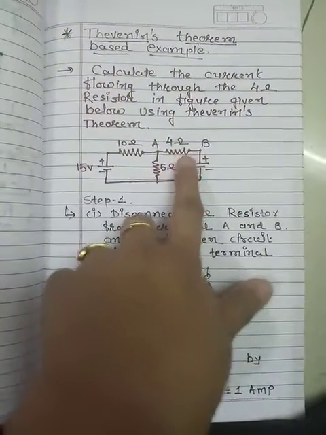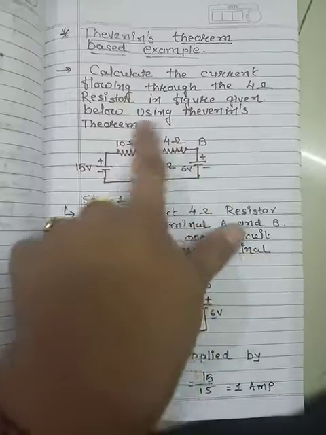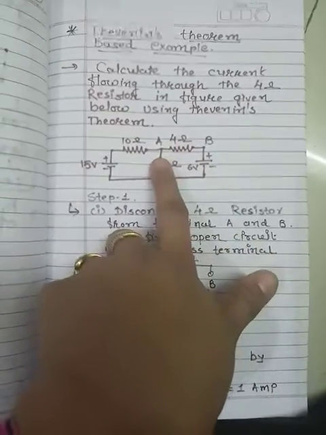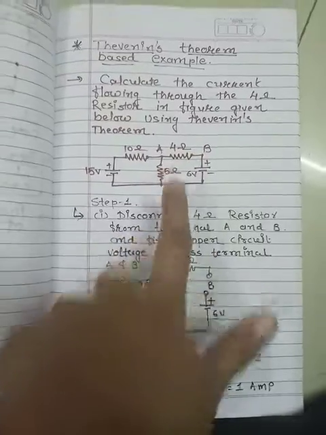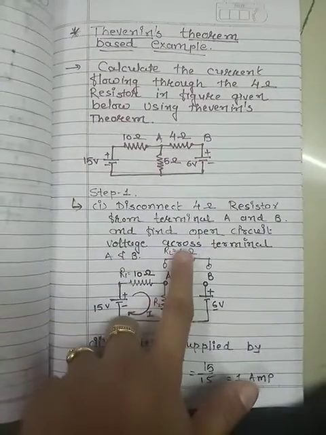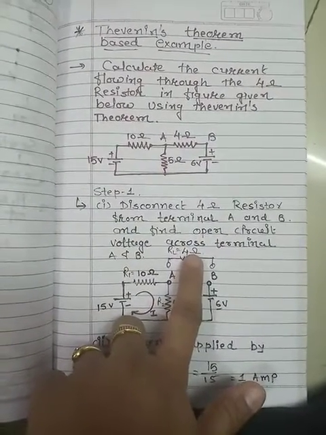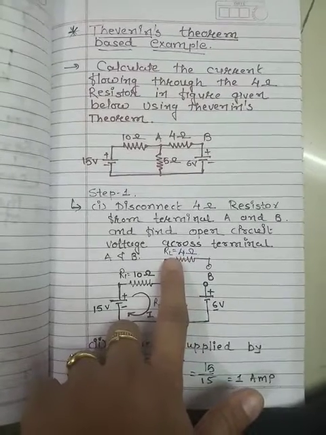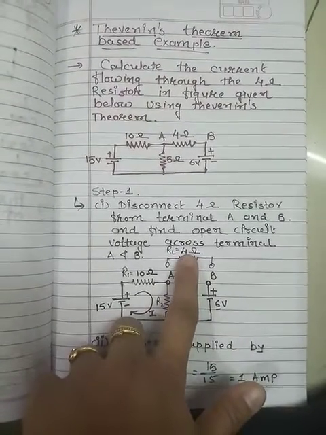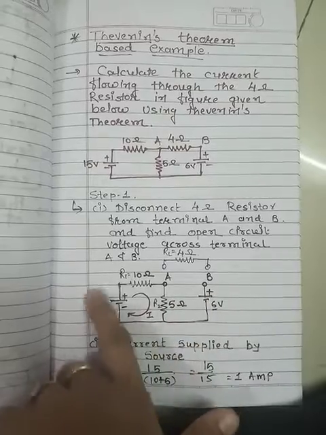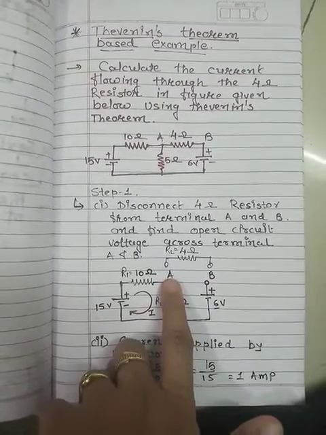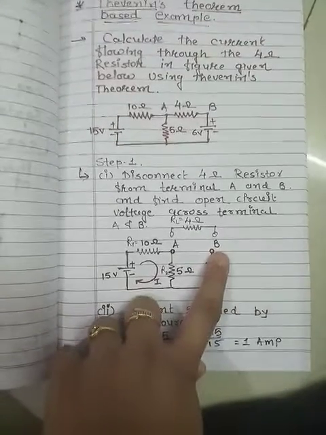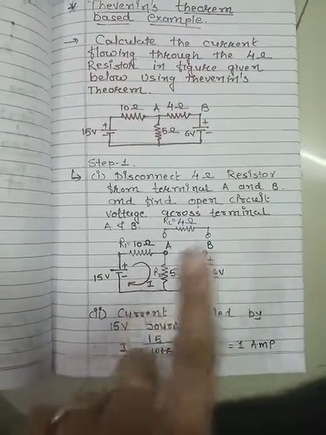You have to disconnect the 4 ohm resistance from the given network and label the terminals as open circuit terminals A and B. So our circuit will be like this. The 4 ohm resistance is the load resistance, which is disconnected from the given network, and the terminals are labeled as open circuit terminals A and B. Now the second step is to find the current I.